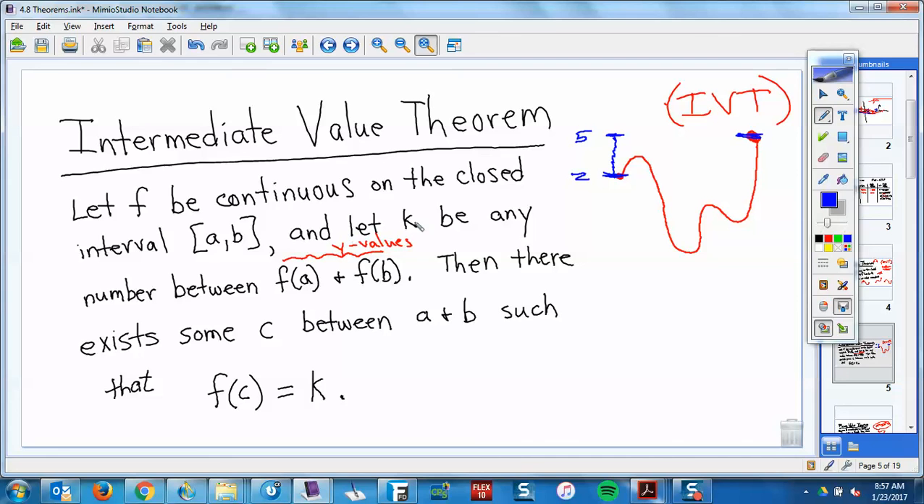But that's what this is saying, because it says let k be any y value between f of a and f of b. So that's saying let k be just any number here. There has to be some place that the function equals that. That's what this is saying right here. Okay, so that's why it's said this way. Let k be any number between f of a and f of b. So let k be right here.